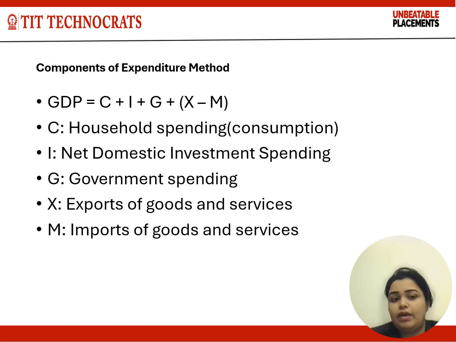Examples of the expenditure method: households buy goods, that is consumption. Companies buy machinery, that is investment. Government builds roads, that is government spending. Exports add income, imports reduce income. All these together form GDP.